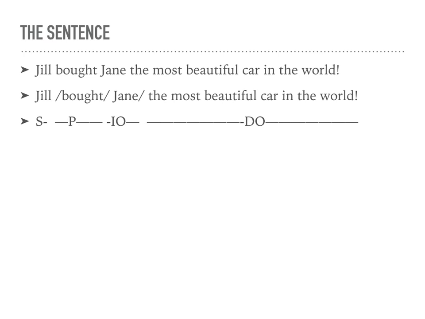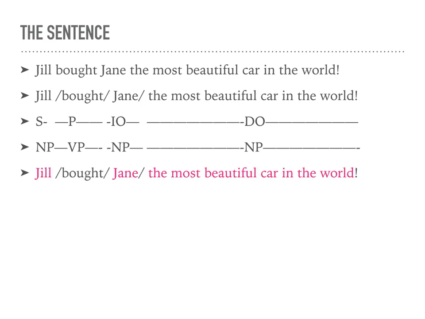and a direct object. Now, if we go down to the phrase level, we can see that Jill is a noun phrase, bought is a verb phrase, Jane is a noun phrase, and the most beautiful car in the world is a noun phrase. And today we're going to be looking at the noun phrases. So Jill, Jane, and the most beautiful car in the world are the ones that we're going to be looking at. Now, the first term that we're going to be learning is the term head.